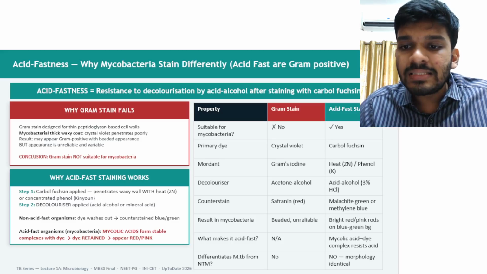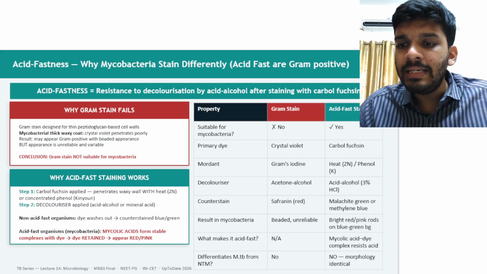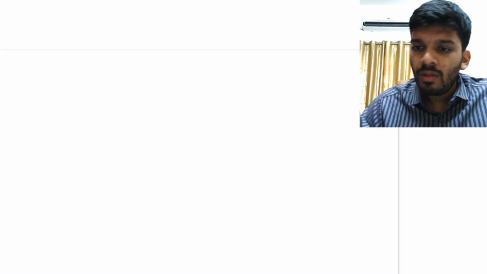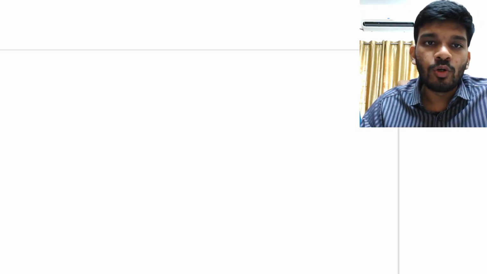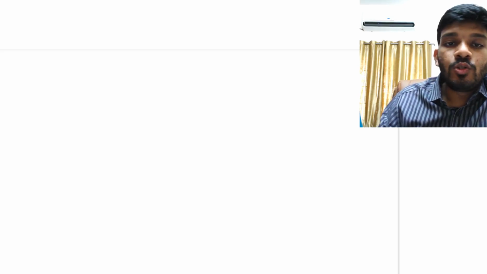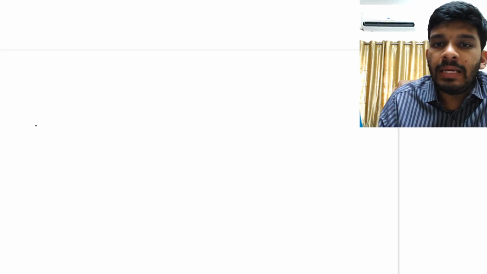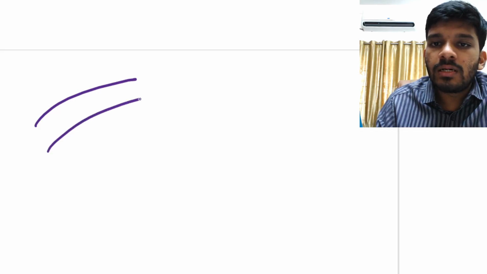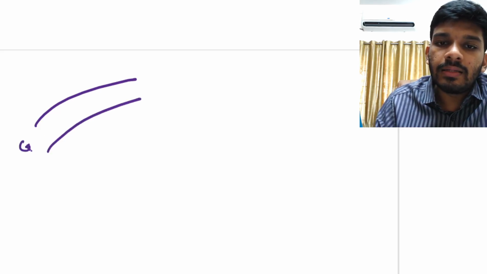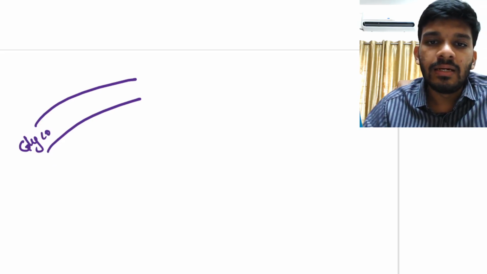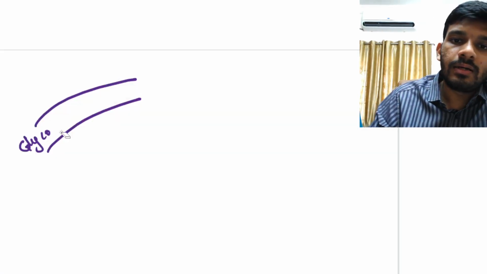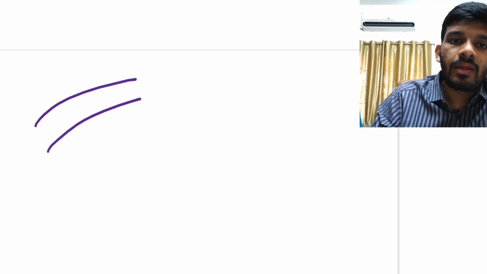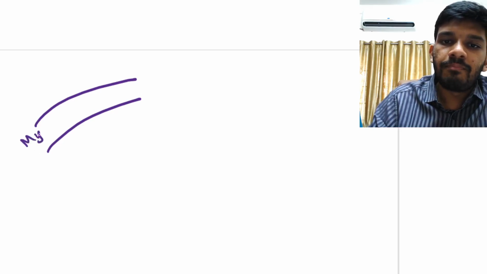Okay, so let's go through this once again in a schematic way. I'll draw all the layers again and I'll try to show you what I'm trying to talk about. By now you should be able to draw the cell wall from memory. The first layer here that is responsible for all this is the mycolic acid, right?